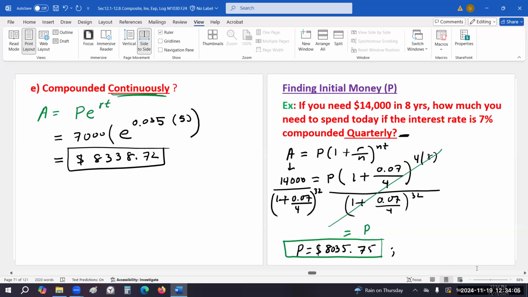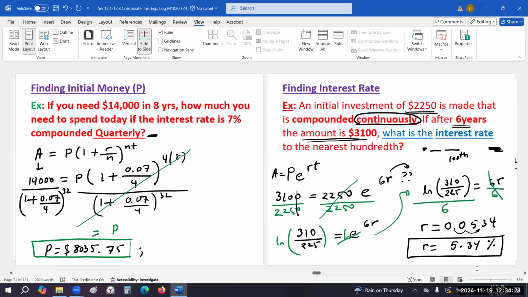If the initial amount is missing, then we solve for the initial amount. So we divide both sides by whatever we have in the P, and then we put the problem in the calculator that gives us the result. So you have to know how to use your calculator to solve all the questions, find the numbers for everything.